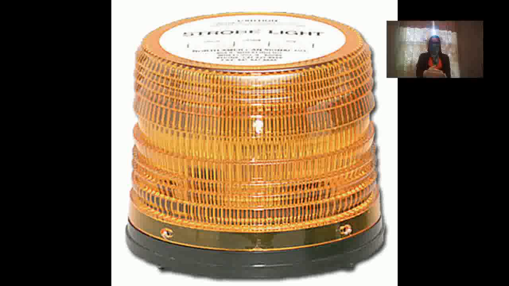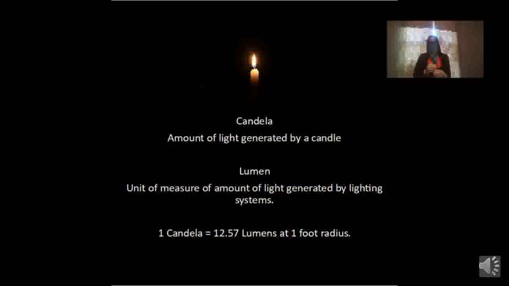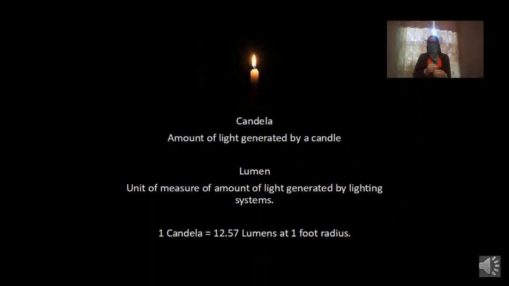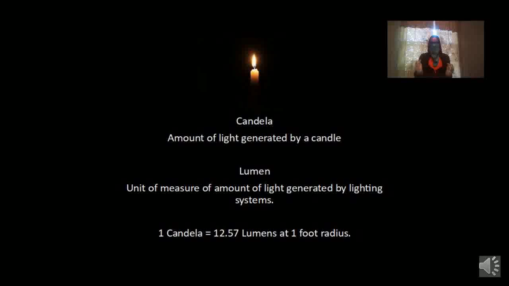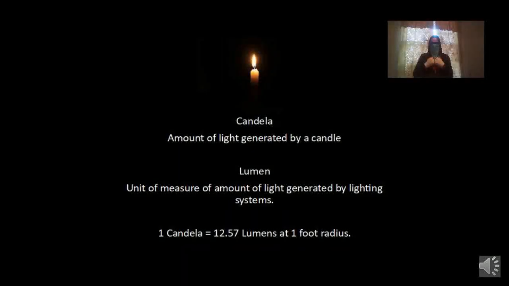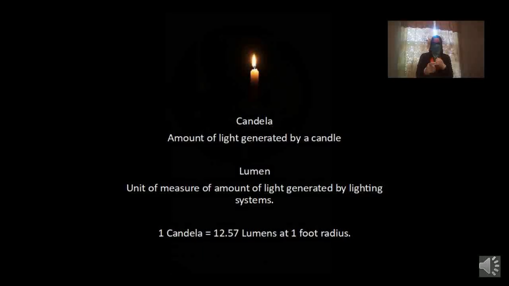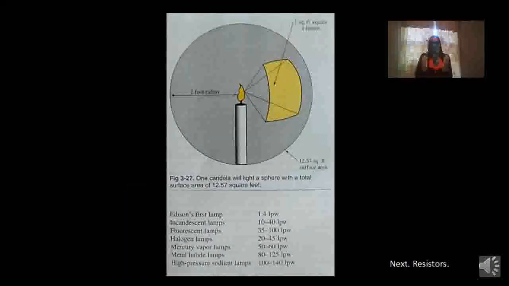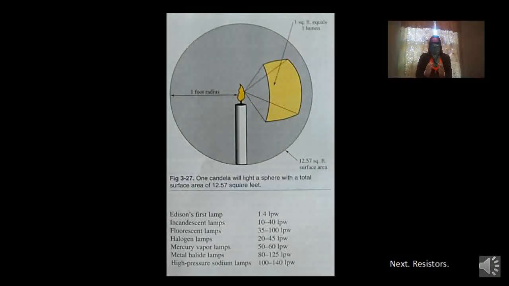Lumen. Most people rate lighting brightness in wattage because they are familiar with the incandescent light. This is misleading. The amount of light produced by a lamp is rated in candelas or lumens. The candela is based upon the amount of light generated by one candle. The lumen is the term used to measure the amount of light generated by lighting systems. Look at figure 3-27 to see an illustration comparing the candela and the lumen.